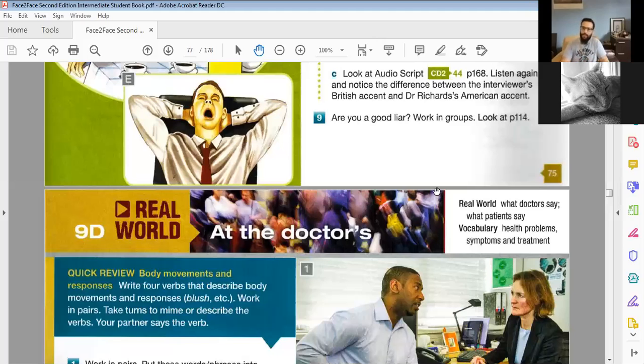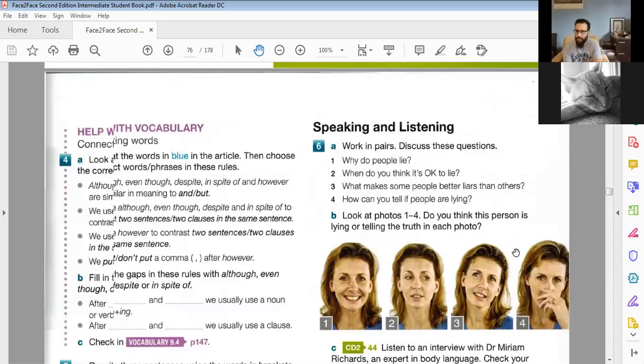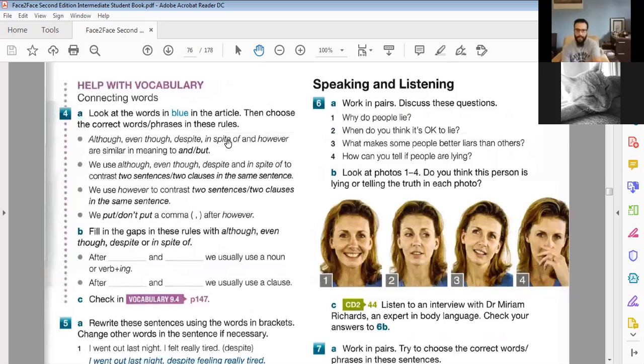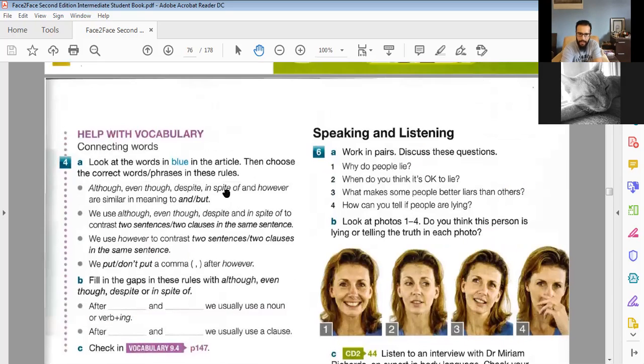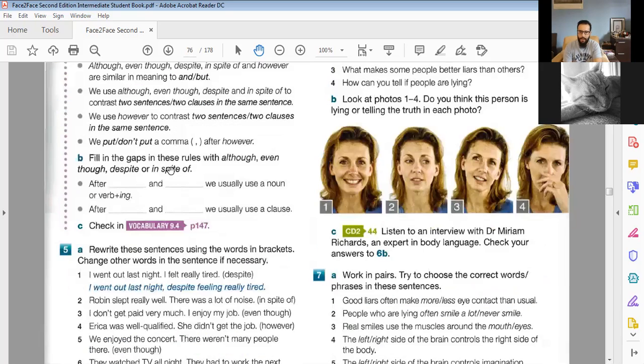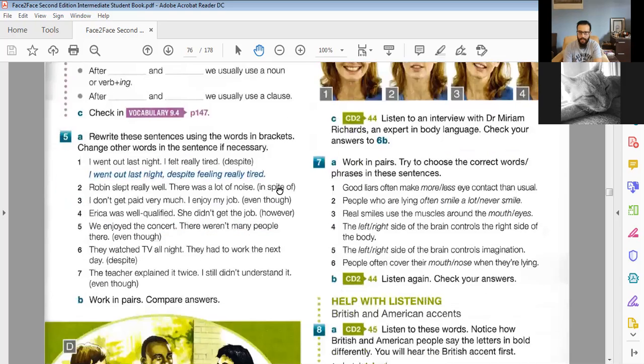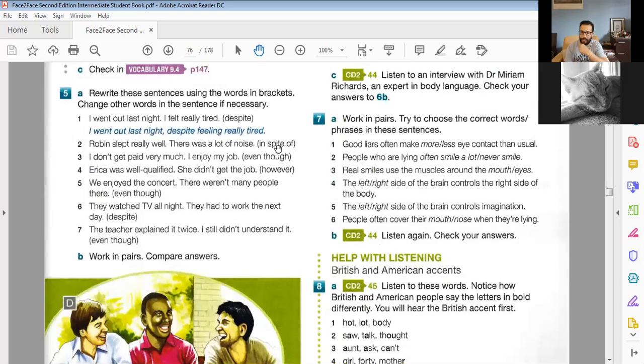The last thing we talked about was lying and liars and how to spot liars. We talked a little bit about that. We also talked about connecting words, with special focus on contrasting words. That's what we studied: how to use however, and how to use although, even though, and also in spite of and despite. Even though all of them have the same meaning more or less, grammatically they're a little bit different. We use them in slightly different ways.